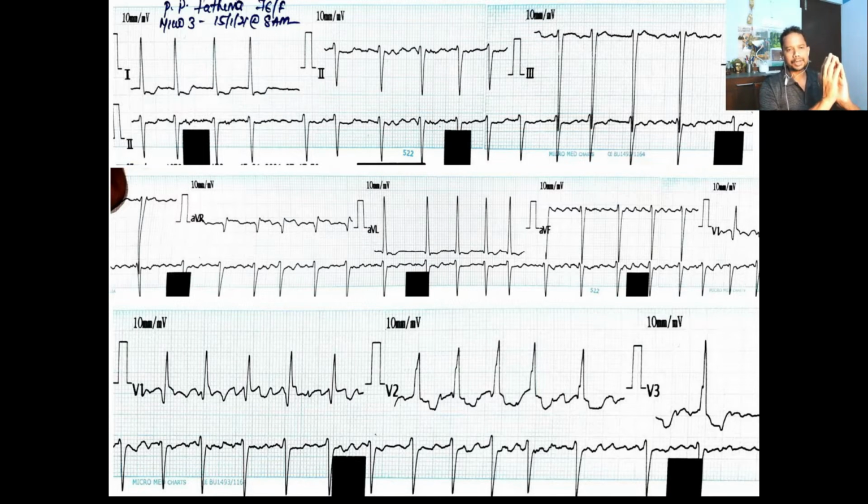Now you look at the QRS complex duration. Okay, so it is not more than 3 small squares. So it is not LBBB, it is not RBBB, it is not a VPC. Okay, so atrial flutter is there, atrial fibrillation is there. But there is a left axis deviation.